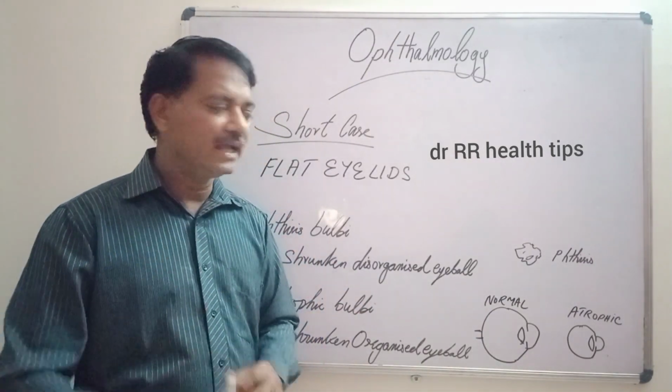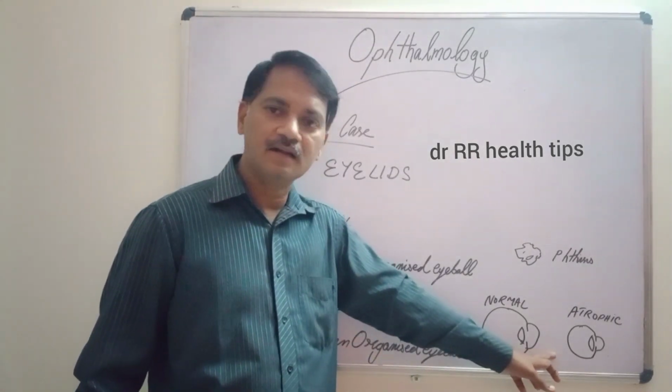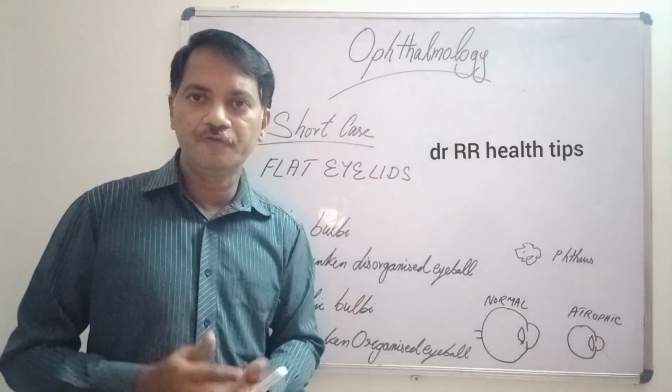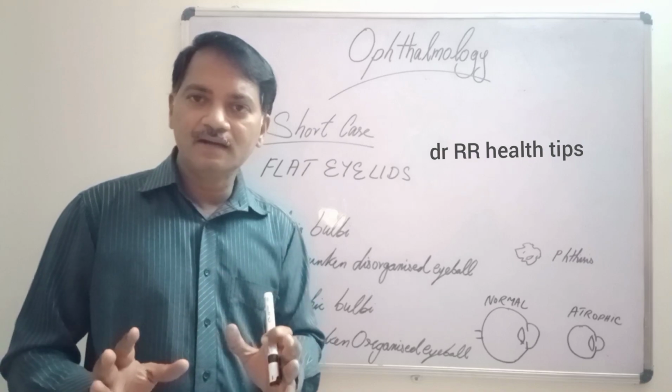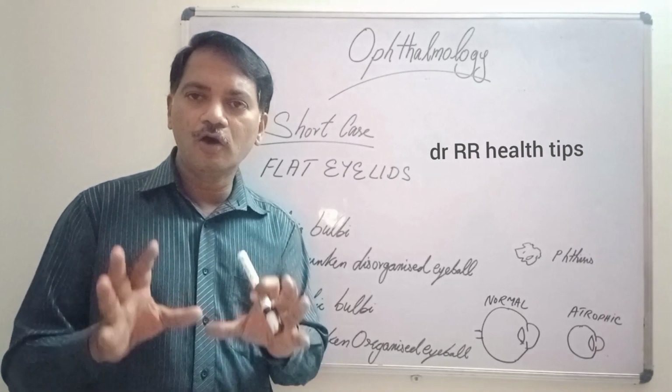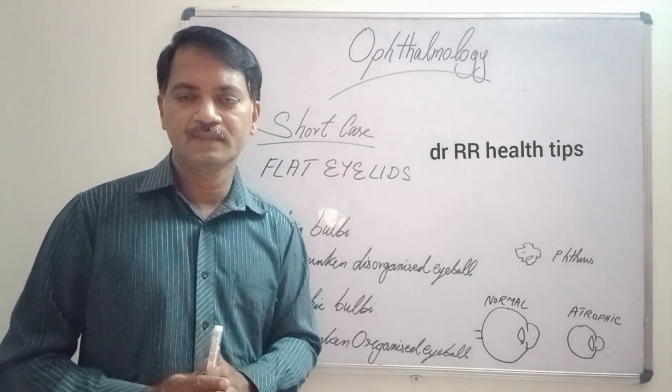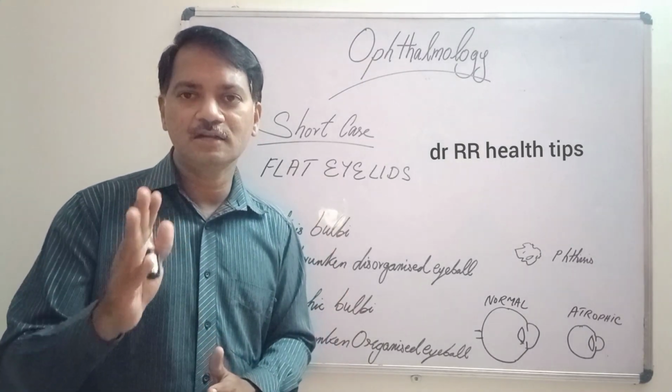Even though the eyeball is shrunken here, it is organized. If you make a cut section of it, it will appear similar to a normal eyeball with all the structures in their position. That is called as atrophic bulbi.